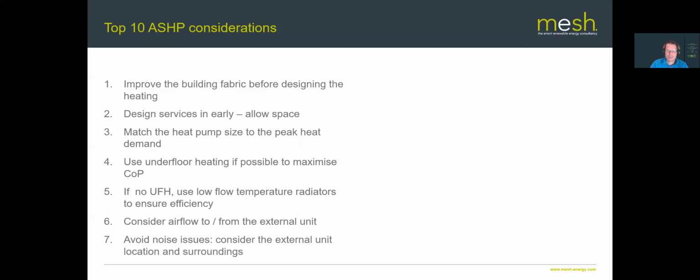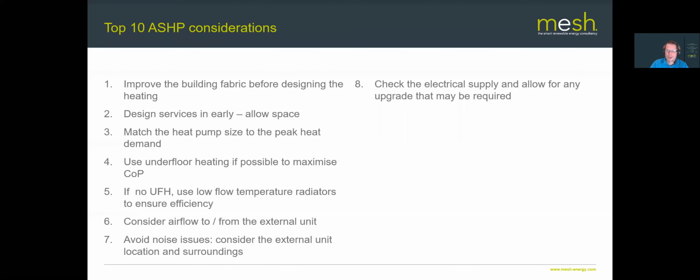Just bear those in mind. And also consider where the noise is going to, anybody that might be affected by the noise from that external unit. It is quite low level noise, but it can be irritating. Check the electrical supply and allow for any upgrade that may be required. Most of the DNOs will give you a budget cost for upgrade if it's required for free.